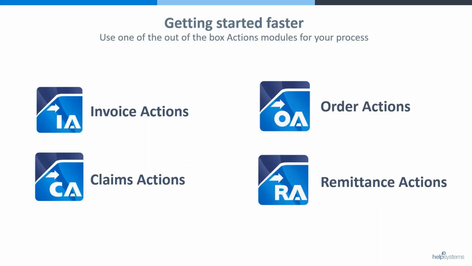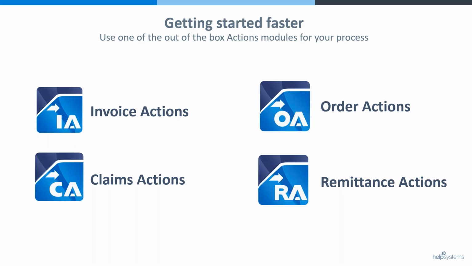The four core intelligence packages that can be added into the intelligent OCR and classification engine are invoice actions, order actions, claims actions, and also remittance actions. These intelligence packages have algorithms built in them to detect a large portion of incoming document types and then also extract the data dependent on those different kinds of classifications of those document types.